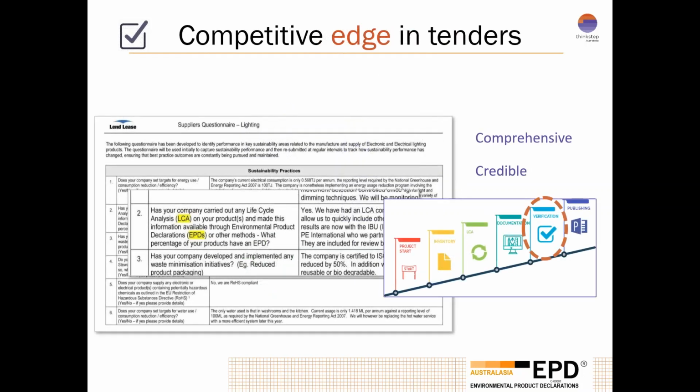The first reason that they do this is typically around creating a competitive edge. So EPDs are still relatively new within the Australian and New Zealand market. And as Steve mentioned earlier, there's only about 50 published so far under the Australasian EPD Programme. So as such, companies that do produce them get a leg up during tendering for large projects.